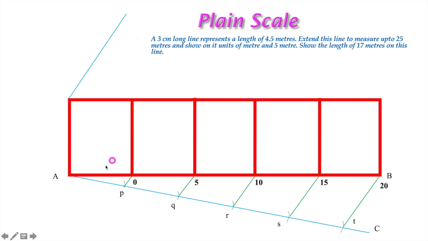Now we are having 5 meters, but we are asked to show the unit of meters. So to have the unit of meter, I have written 0 here. Why? I will explain later. We have not started 0 from here, rather 0 from here. So 0 to A is the 5 meter length.